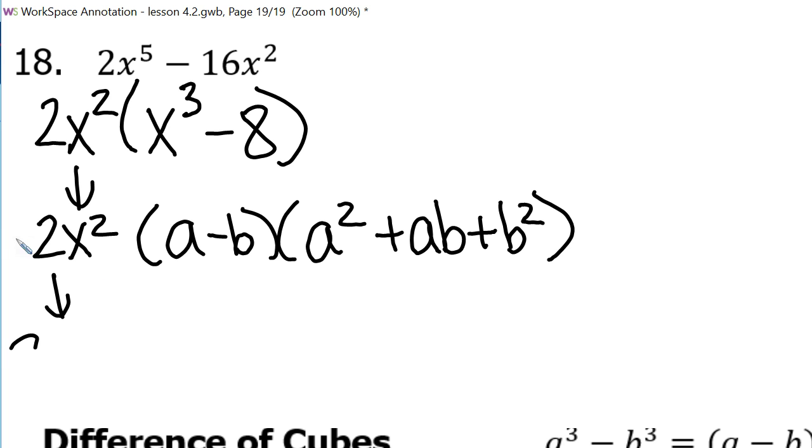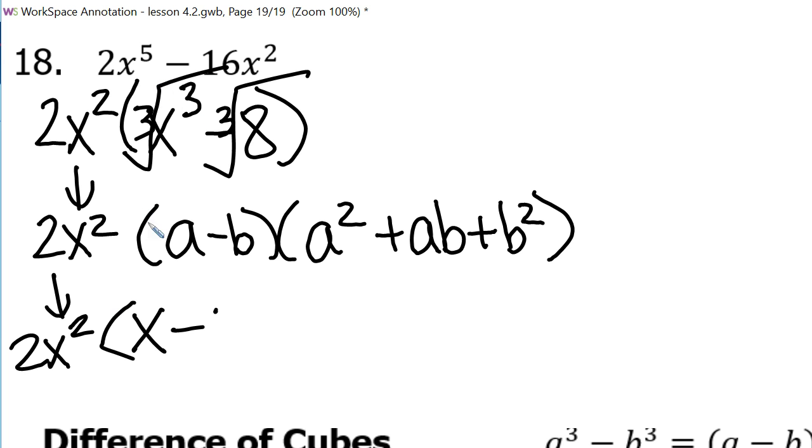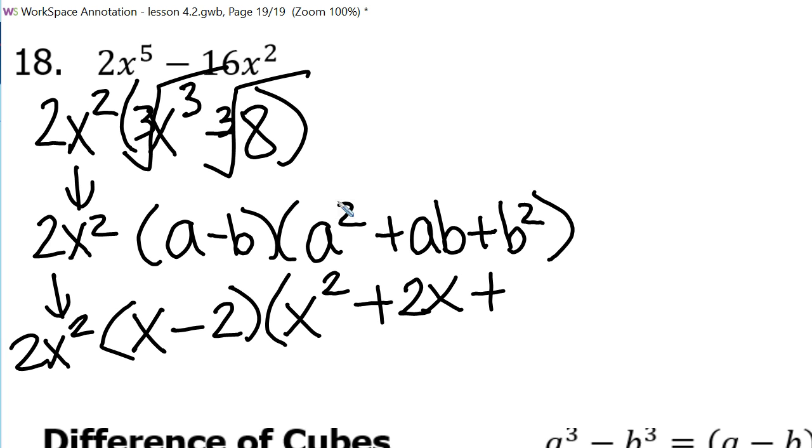Okay, the GCF should be your first answer, the 2x squared. When you cube root x cubed, what does that give you? X. Then a minus sign. What is the cube root of 8? 2. Square the x. That should have given you x squared. Then a plus sign. What does AB mean? Multiply. So x times 2 would be 2x. Then a plus sign, and the 2 squared is 4.